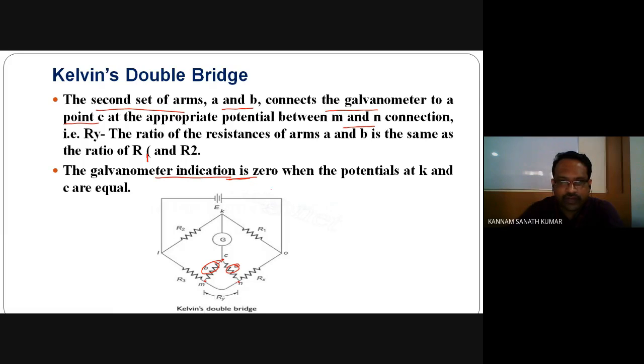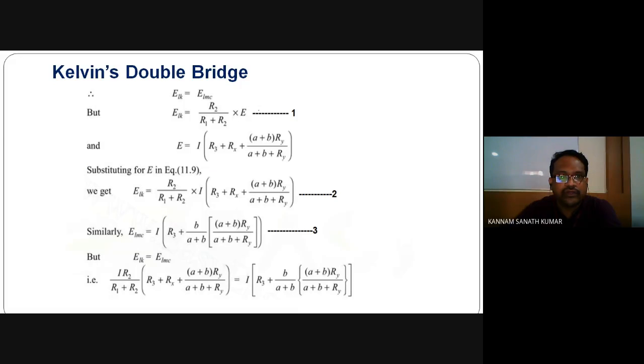Potential at K equals potential at C. So what is the potential at K? You can write it as ELK. The potential at C is ELMC. So potential at K, ELK, equals ELMC.